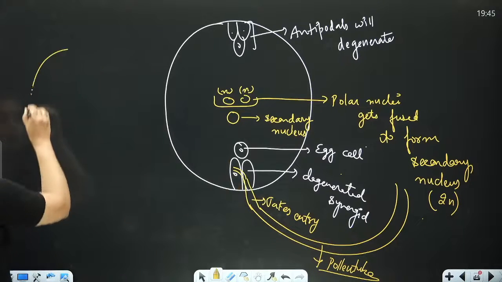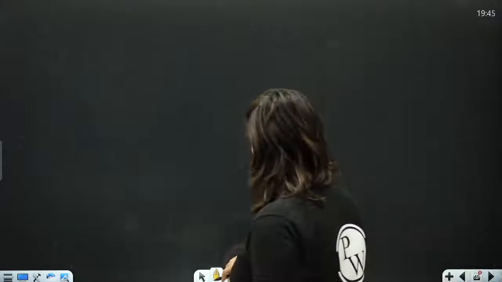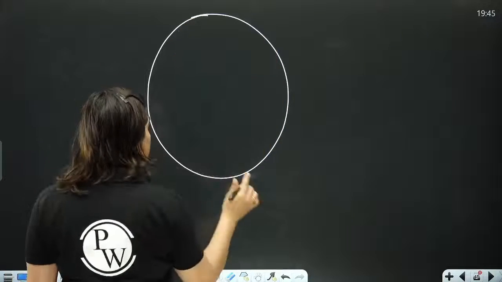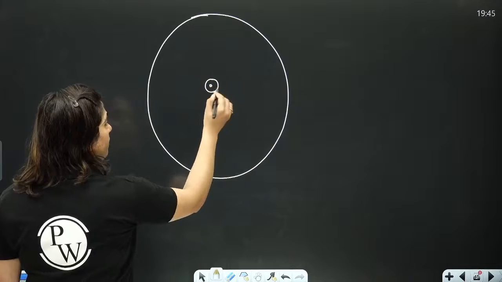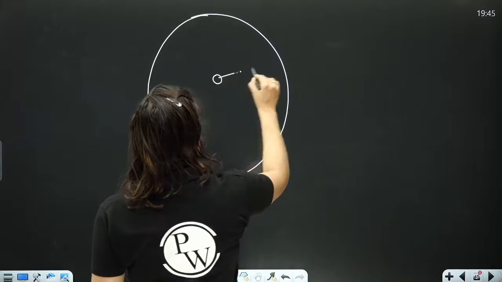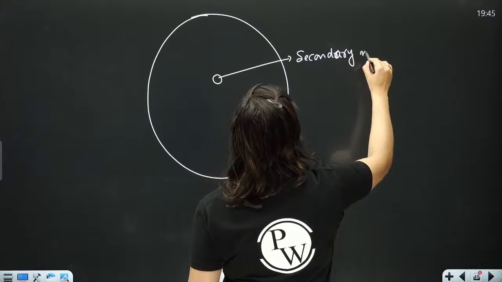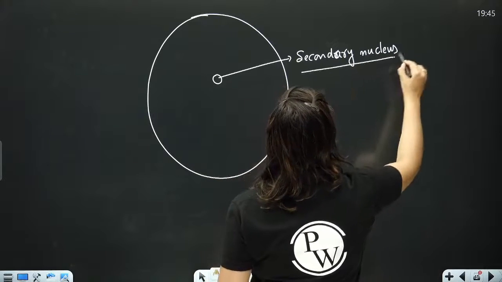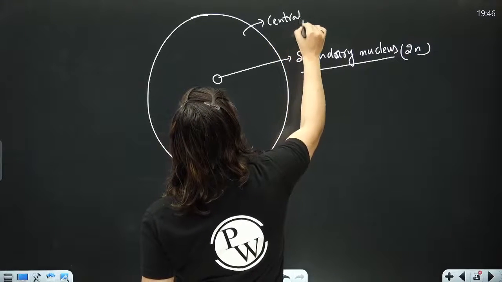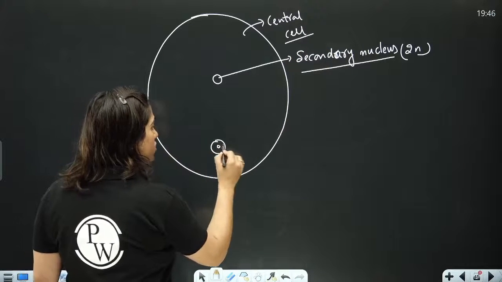So what will be present here after this? Inside the embryo sac, nothing is left. Antipodals degenerated, both of the synergids degenerated. So now we have this secondary nucleus in the central cell. This is the secondary nucleus, and this whole is the central cell, right? Antipodals degenerated, synergids degenerated, and what is left here? Just the egg cell.